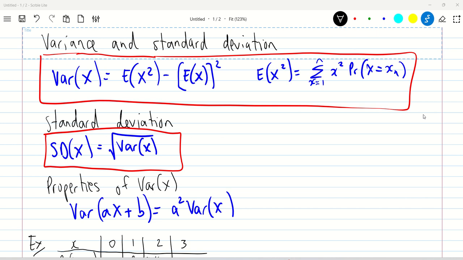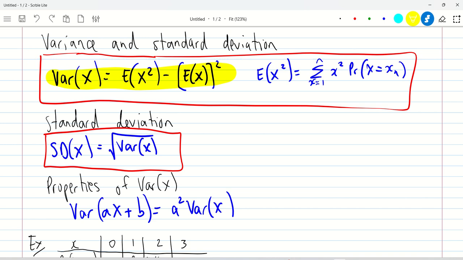Okay, so the formula for this one, up there on the screen, the variance of a discrete random variable is equal to the expected value of x squared. I'll talk about that in a second. Take away the expected value of x, squared. And hopefully you see the difference between those two things. One is the expected value of x squared, and the other one is the expected value of x, all squared.